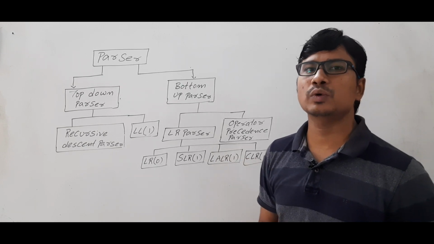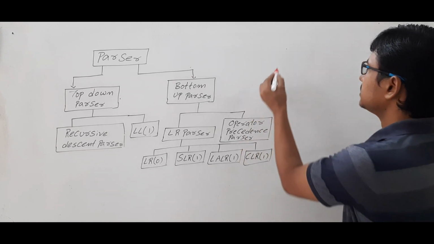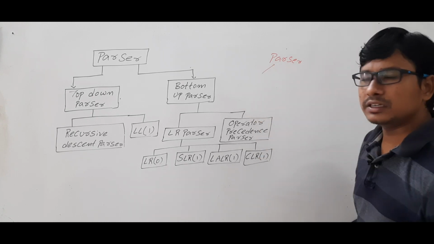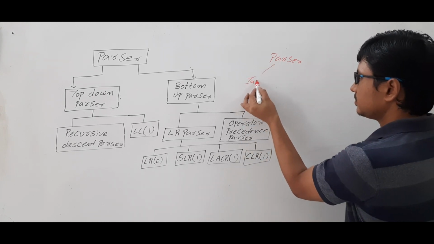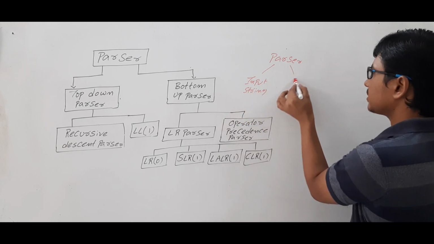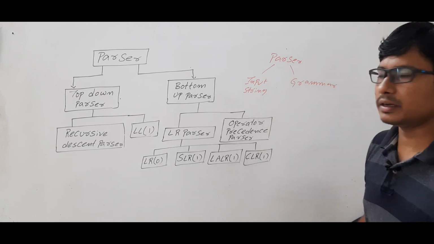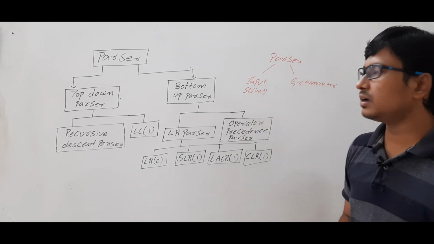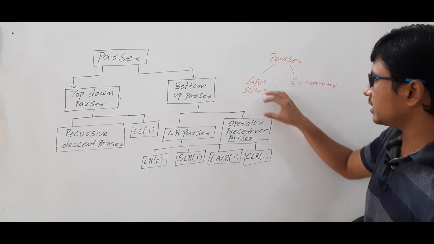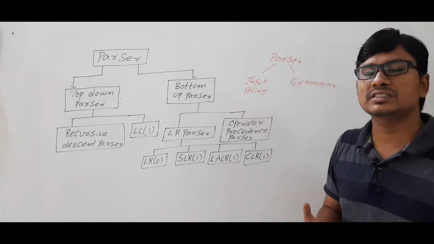First, let me discuss what is a parser and what is its purpose. What the parser does is that it reads the input string and also the grammar. Now, first thing it will check from the given grammar whether I can derive the given string or not, because whatever the grammar you have taken and whatever the string you have taken, from this grammar can you generate the string or not.